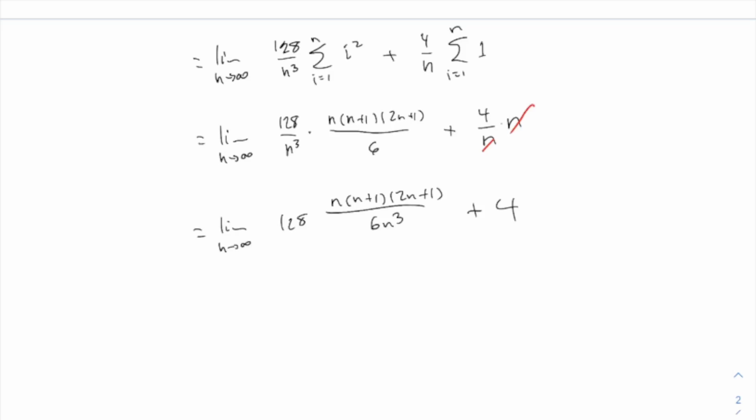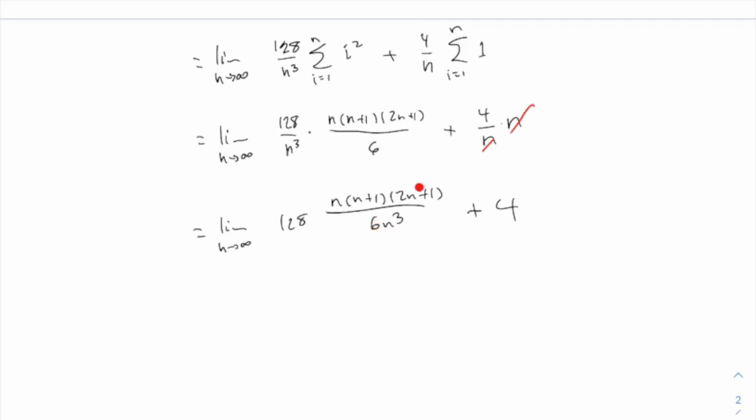And now, finally, we can take the limit. When you do the limit, this thing right here, you think of this as a ratio of polynomials, which it is. And on the bottom and the top, we both have degree 3. In such a case, the limit is equal to the ratio of the coefficients on the third degree term, which in this case, on the bottom, the coefficient is 6.